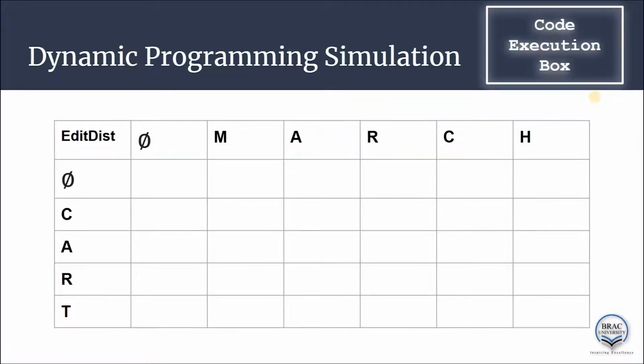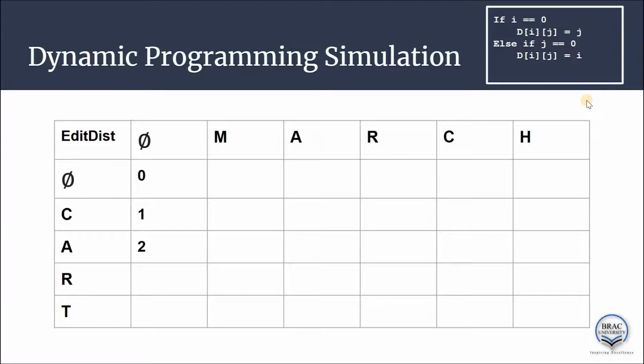Now, the simulation. We create a 2-dimensional array to store the values of subproblems. In the top right corner, we will show the executed code or operation. Let us start filling when one of the strings is empty. We will compare CAR to null and then MARCH to null. To convert null to null, we need no operations, so we put 0. To convert C to null, we need 1 operation of replacement, so we put 1. To convert CA to null, we need 2 operations, one of replacement, another insertion, so we put 2.